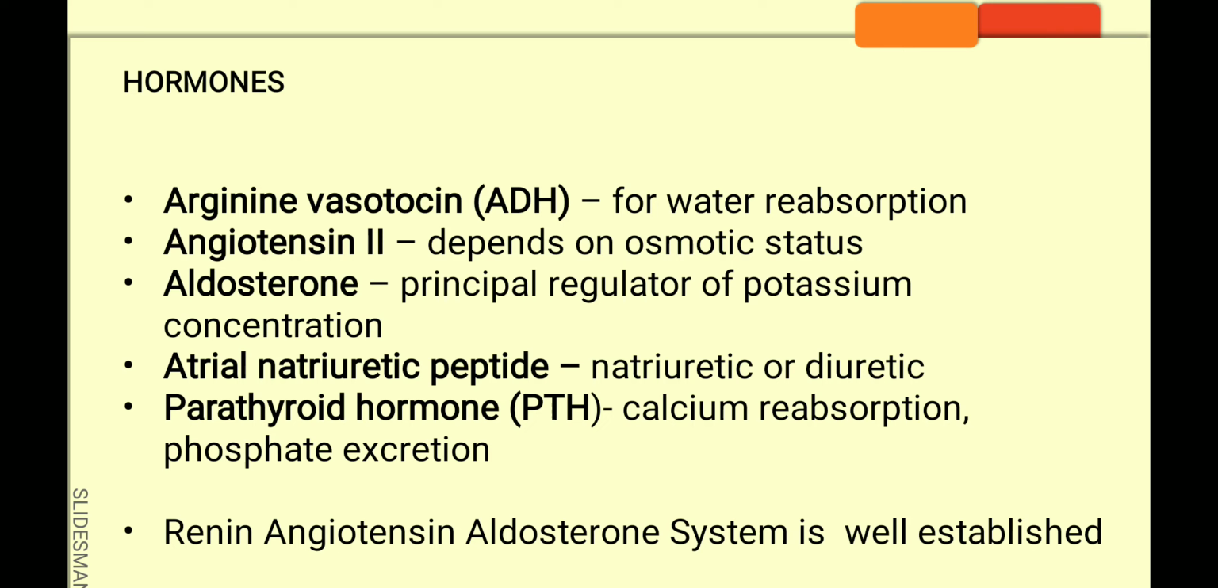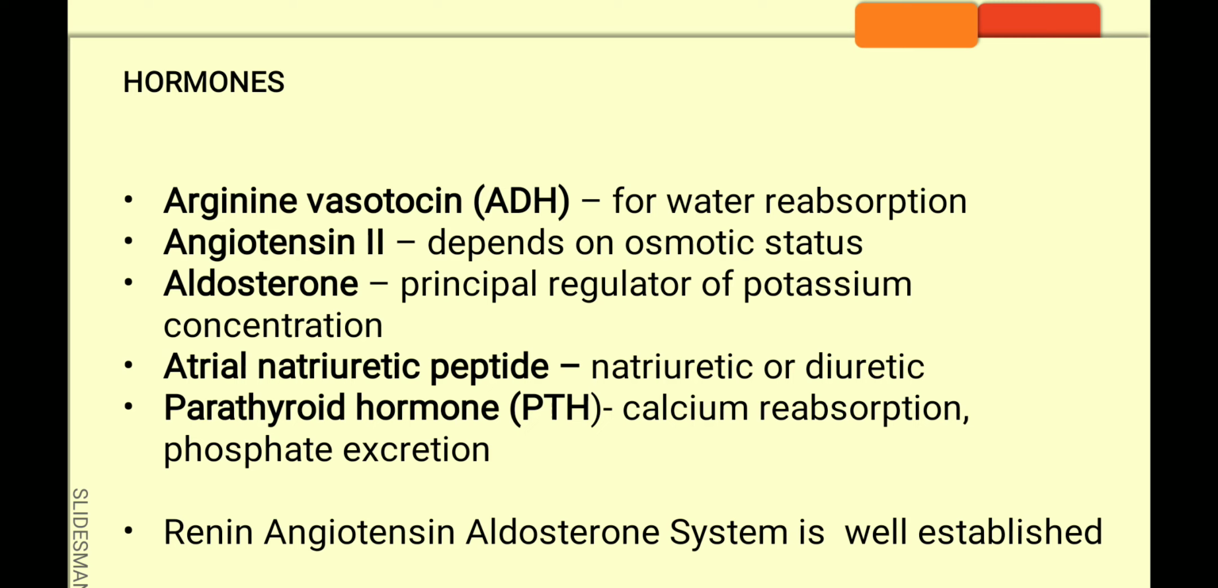Next is the parathyroid hormone, the PTH, for calcium reabsorption and phosphate excretion. Next is the renin-angiotensin-aldosterone system or the RAAS. This is a series of reactions designed to help regulate blood pressure. When blood pressure falls, the kidneys release the enzyme renin into the bloodstream for emergencies.